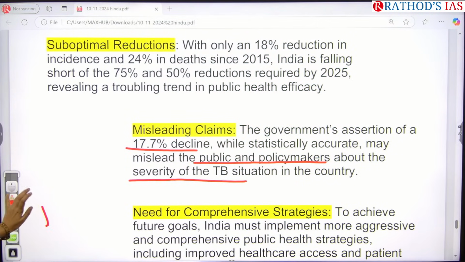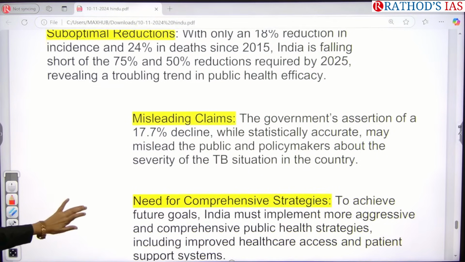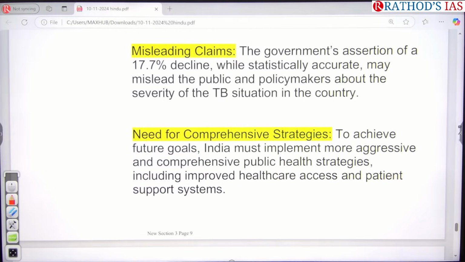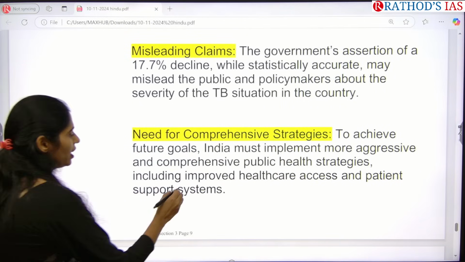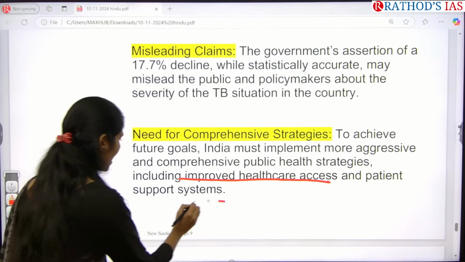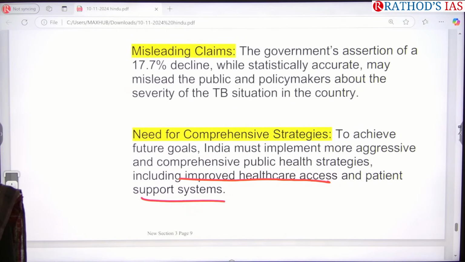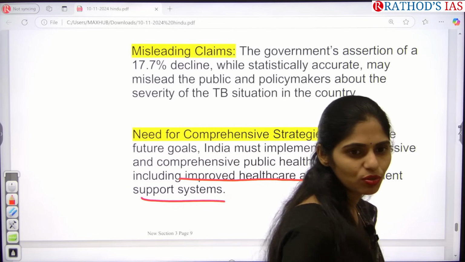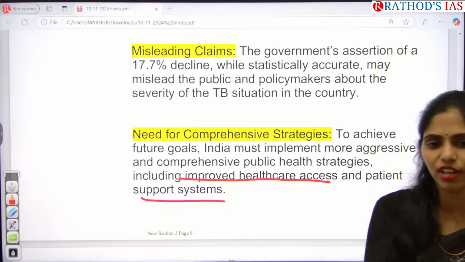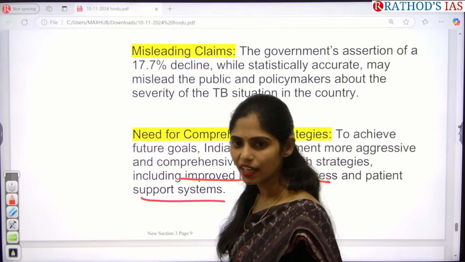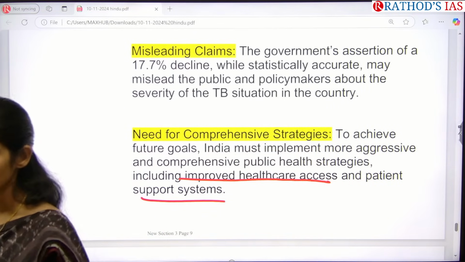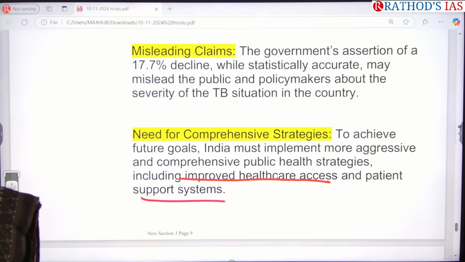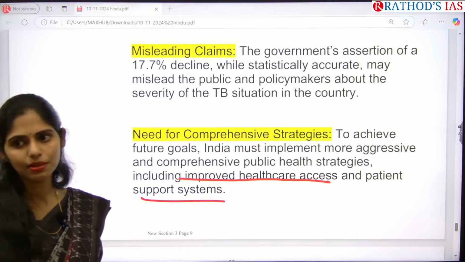Finally, this article is saying that we need comprehensive strategies to focus on improved healthcare access as well as patient support systems. Even recently the government increased the monetary allowance given to these patients from 500 rupees to 1000 rupees, right? That is the Nikshay portion. So you have to see the recent developments of the government regarding TB elimination as well. See that once.